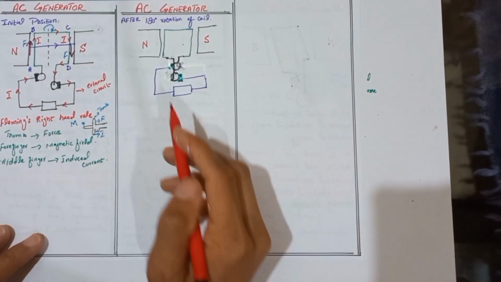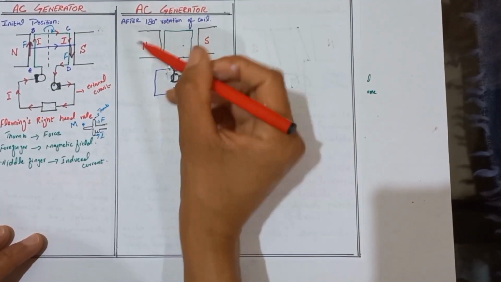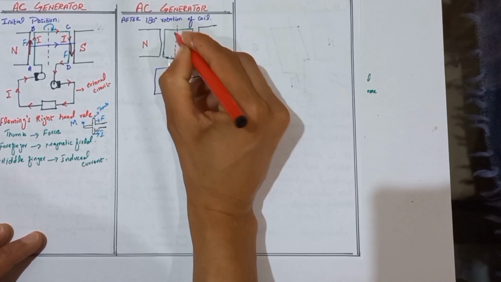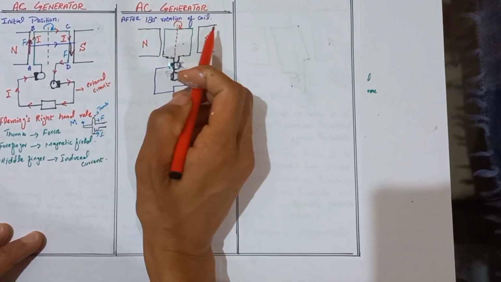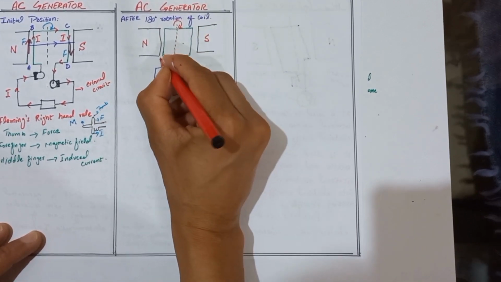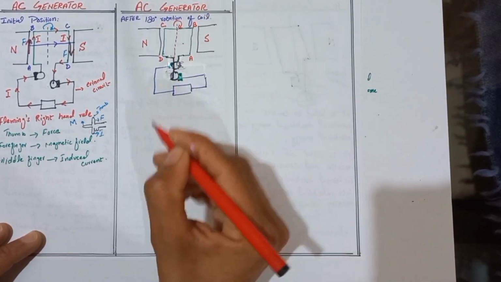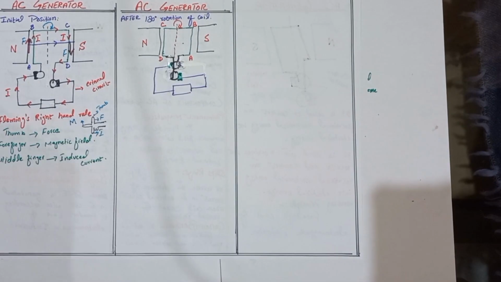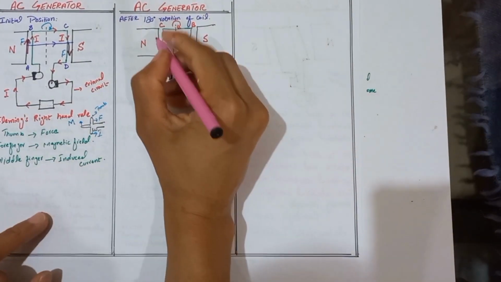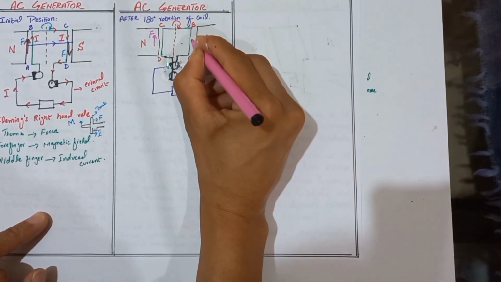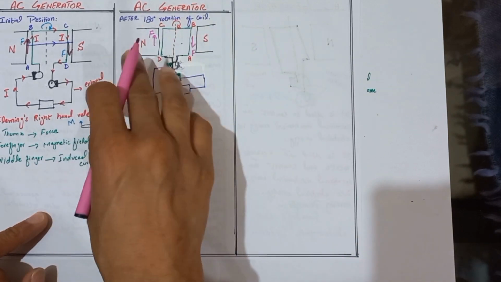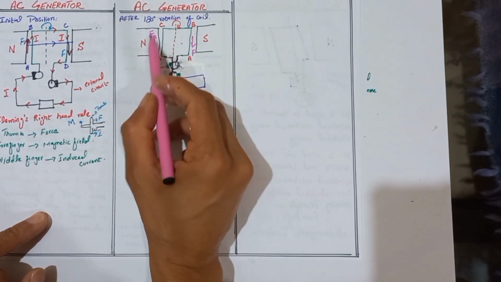Now we see the direction of the current after 180-degree rotation of the coil. The coil is rotated in the clockwise direction. Now the AB side becomes CD and the CD side becomes AB. The direction of force in the CD side is upward and in the AB side is downward because the coil is rotated in the clockwise direction. Here the force is downward and here the force is upward.